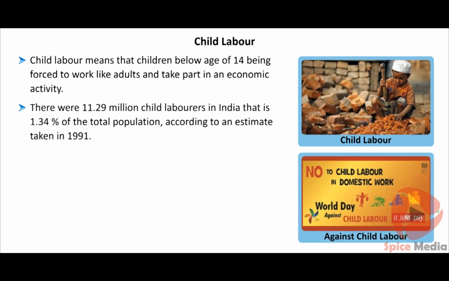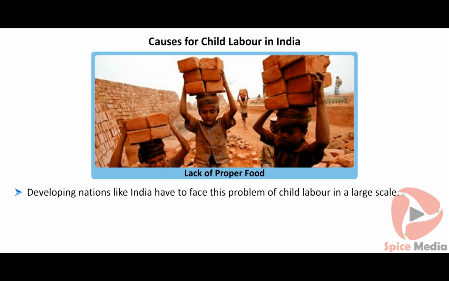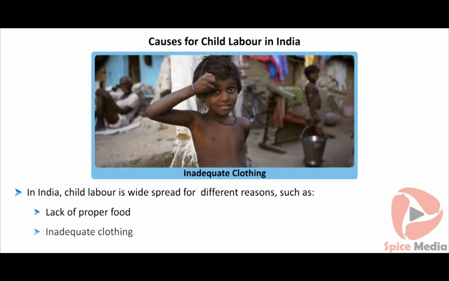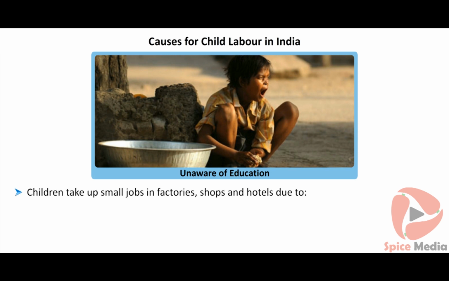There were 11.29 million child laborers in India, that is 1.34% of the total population, according to an estimate taken in 1991. India has the largest number of child laborers in the world. Causes for child labor in India. Developing nations like India have to face this problem of child labor on a large scale. In India, child labor is widespread for different reasons such as lack of proper food, inadequate clothing, improper shelters, and lack of education. Children take up small jobs in factories, shops, and hotels due to poverty, malnutrition, and illiteracy.